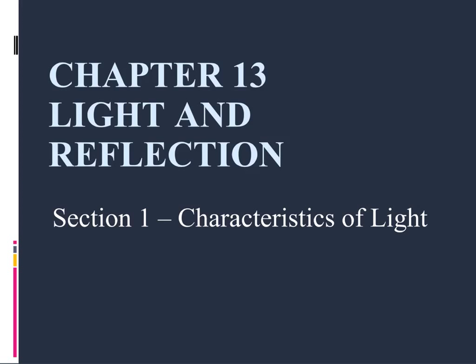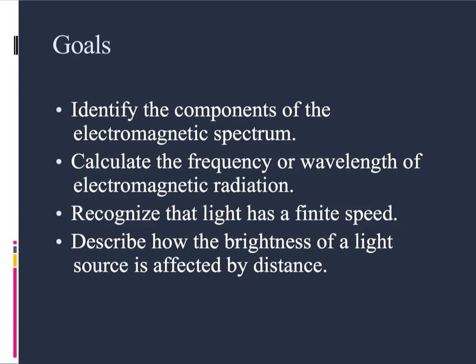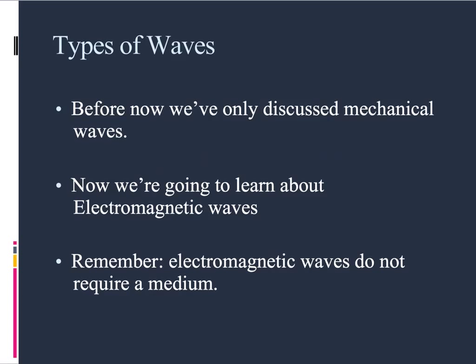Welcome to chapter 13. We're now talking about light and reflection, and the first section is section 1 on the characteristics of light. So what we are going to do today is identify the components or parts of the electromagnetic spectrum. We're going to calculate the frequency or wavelength of electromagnetic radiation. We're going to recognize that light has a finite speed, and we'll describe how the brightness of a light source is affected by distance.